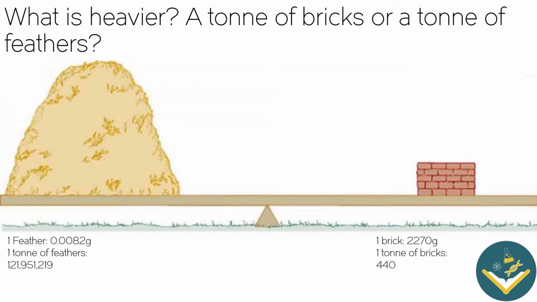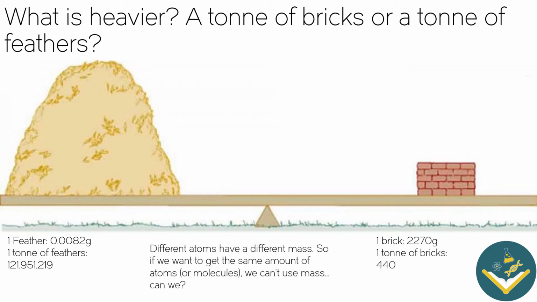Now, this presents a particular problem. If I wanted equal amounts of bricks and equal amounts of feathers, do we mean the same number of bricks and feathers, or do we mean the same mass? Now, in terms of how this applies to chemistry, different atoms have different masses. So if we want to get the same amount of molecules or atoms of two different types of atoms or two different types of molecules, we can't really use the mass to do it, can we? Well, we can, but there's a little bit of maths involved.